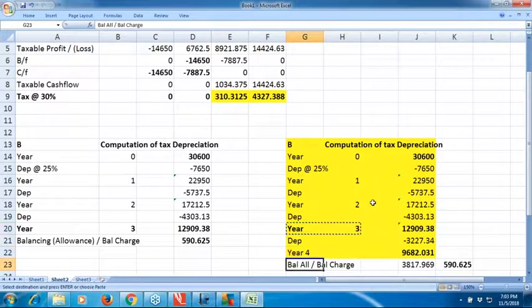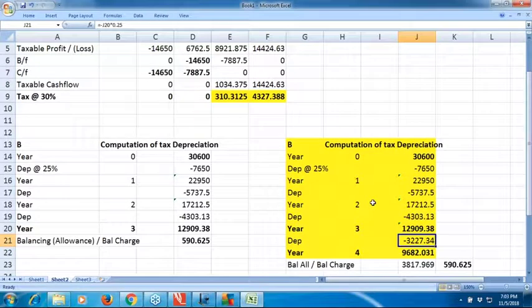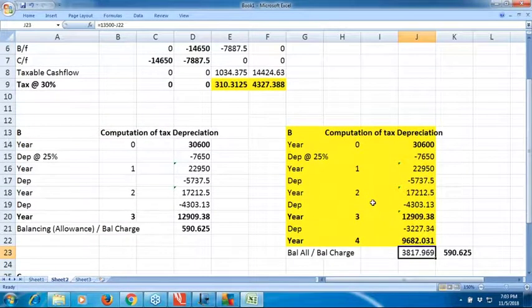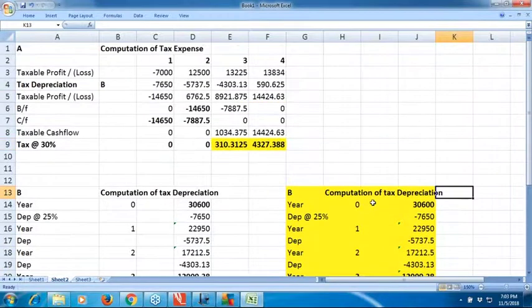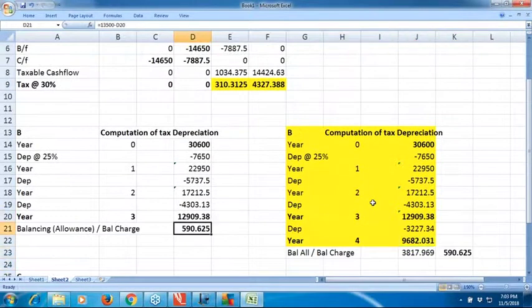When I go on to year four, there is a depreciation of 3,227, so we have a carrying amount of 9682. When we dispose of this asset for 13,500, we get a gain of 3817. So in year four, we will be showing a loss of 3227 and a gain of 3817. Resultingly, it will be 591. So a better approach is that rather than entering into this many calculations, you could directly calculate the 591 by ignoring the tax depreciation for year four.